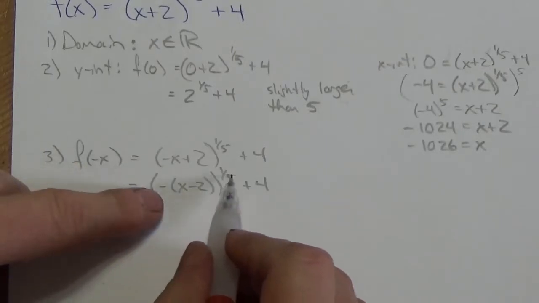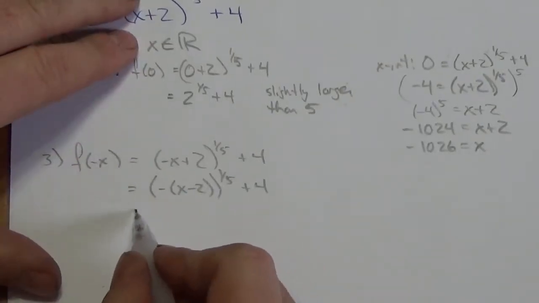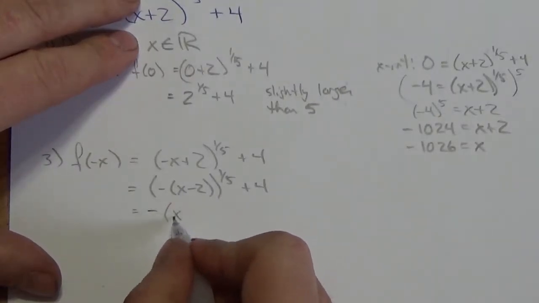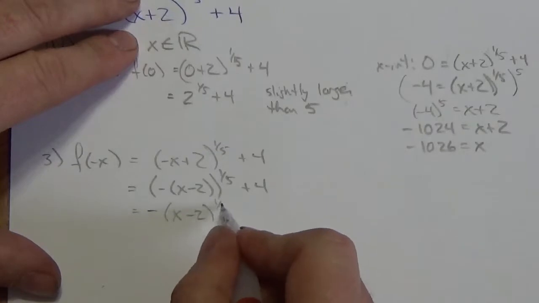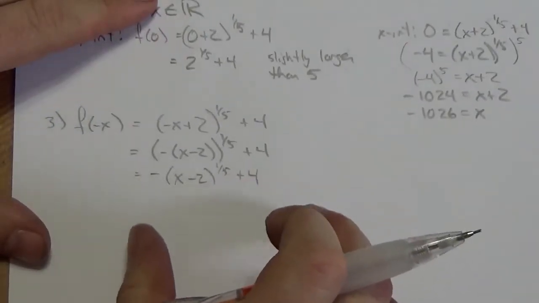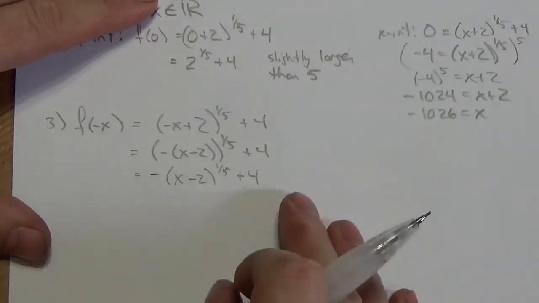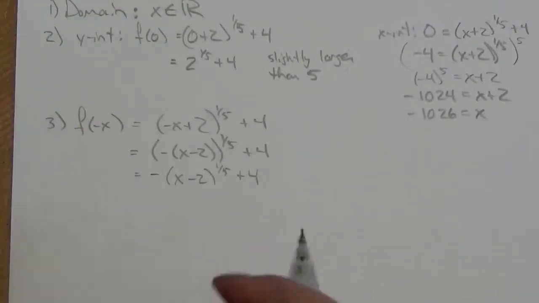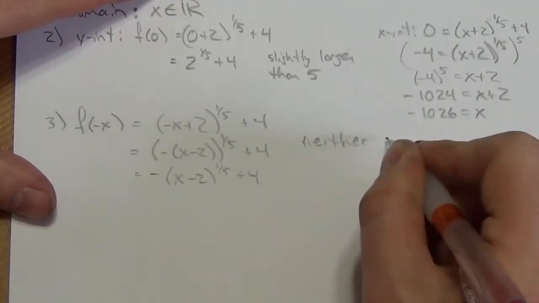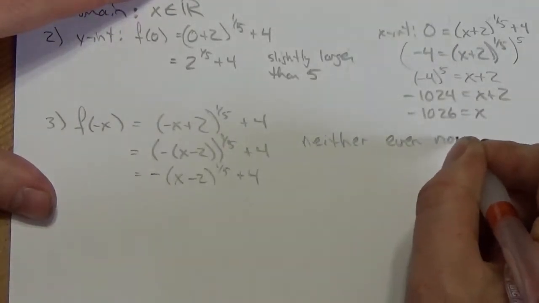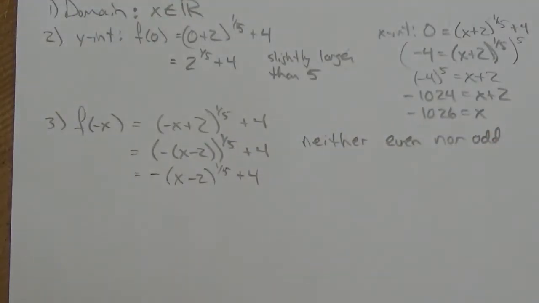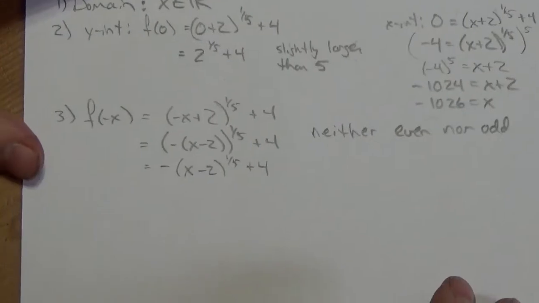I've got two factors there, so the 1/5 will distribute to both. But the fifth root of negative 1 is just going to be negative. So this is negative (x minus 2) to the 1/5 plus 4. Now notice that this isn't the negative of the whole function. This is also not a situation where the negative disappears. So this is neither even nor odd. So there's no nice symmetry the way I would like to see it. So be it. No big deal.